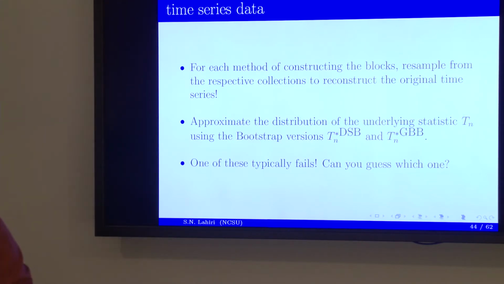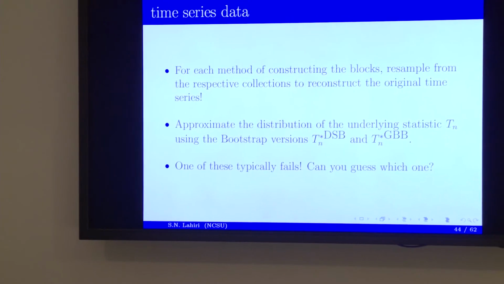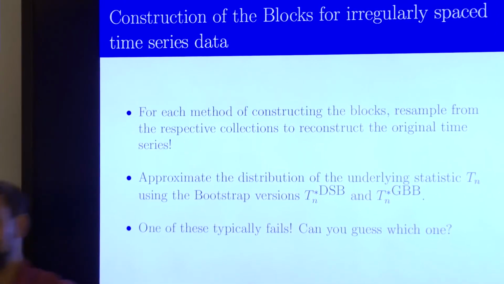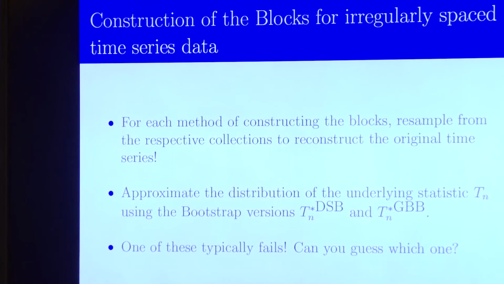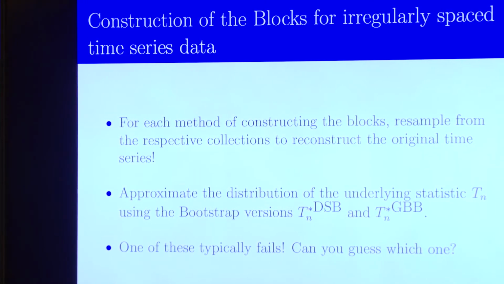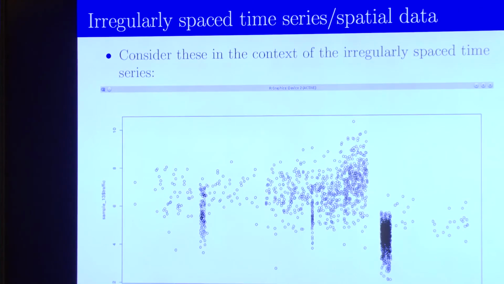All right, so I have a question for you guys. The last line. There is a right way to do it. There is a wrong way to do it, and one of these methods, either DSB or GBB, fails. So is there some intuition? Yes, go ahead. I think the grid method makes more sense. Yeah, that's the data. Yes.